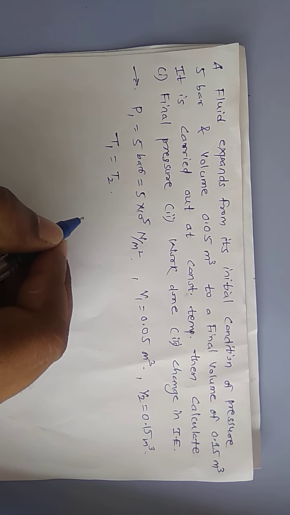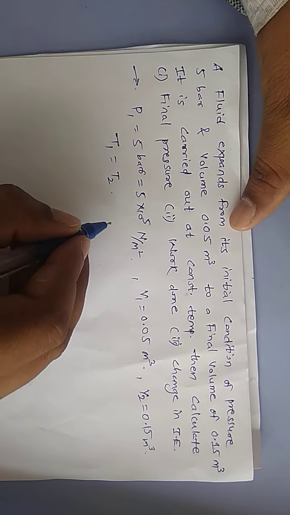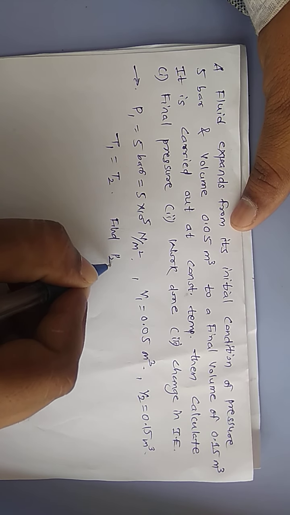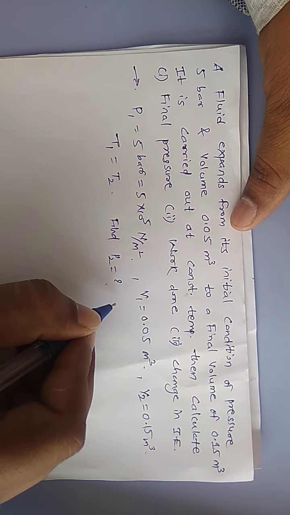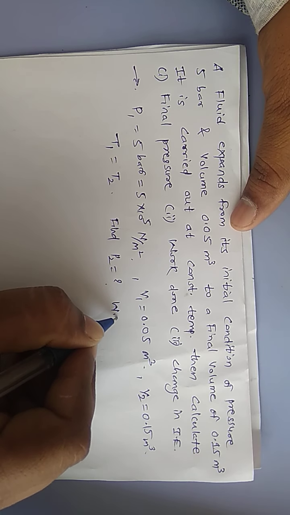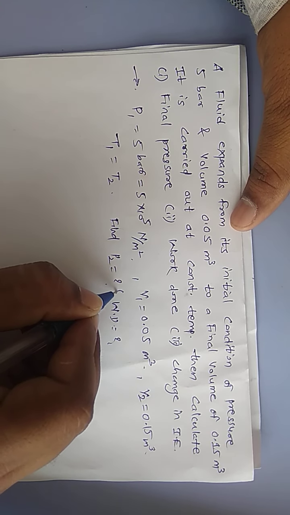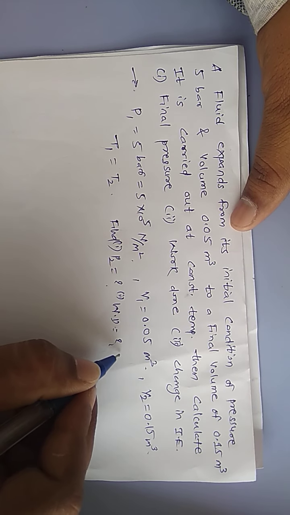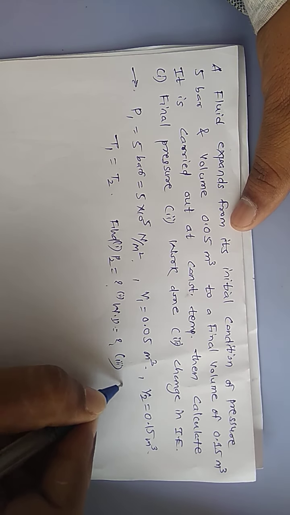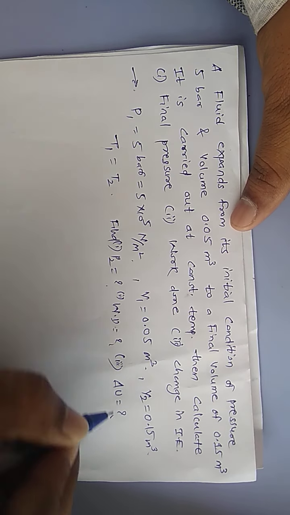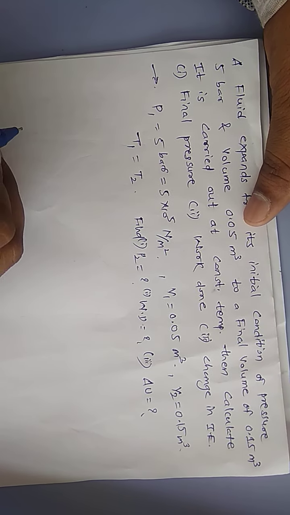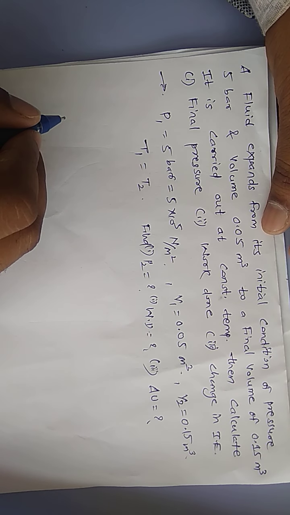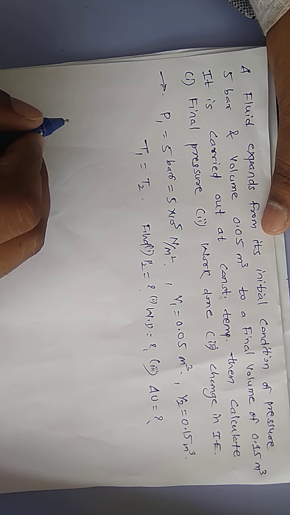Then calculate final pressure. Final pressure means find out P2. Work done. And last, change in internal energy, that is delta U. So firstly we can draw the PV and TS graph for isothermal process.